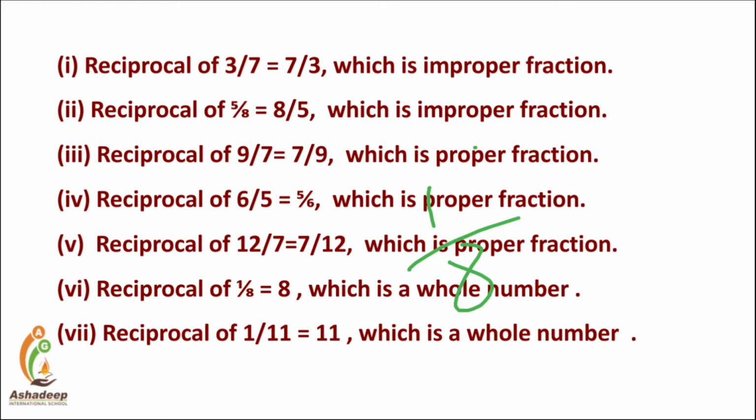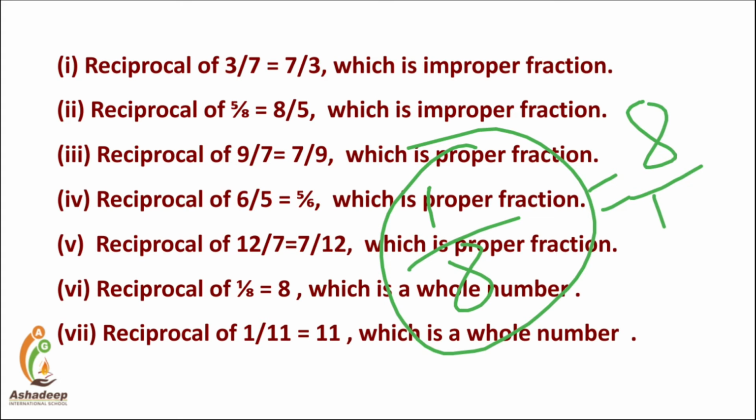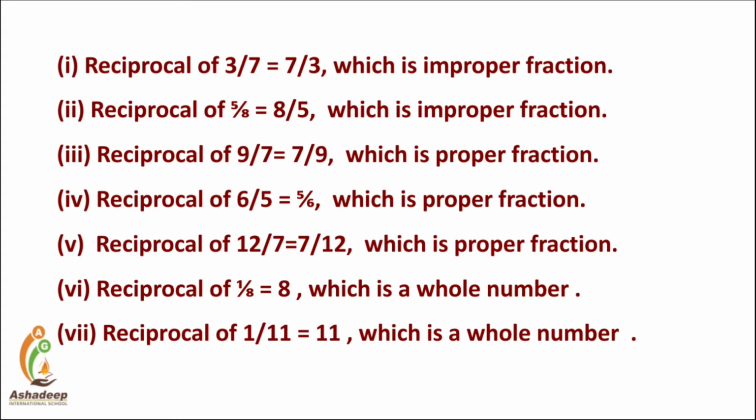Then 1 upon 8. And one more thing, the reciprocal of a unit fraction is always a whole number. 1 upon 8, which kind of fraction is it? It is a unit fraction, isn't it? So what will its reciprocal be? 8 upon 1 or 8, and it is a whole number. Reciprocal of 1 upon 11, again 11.